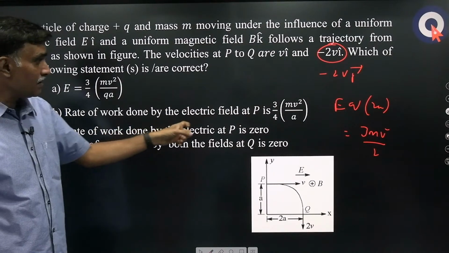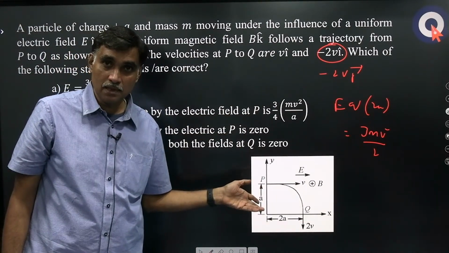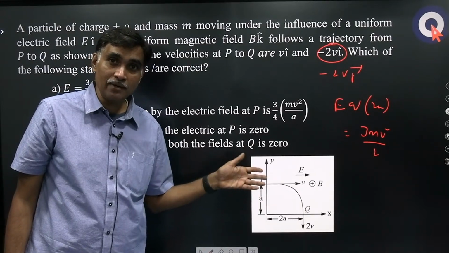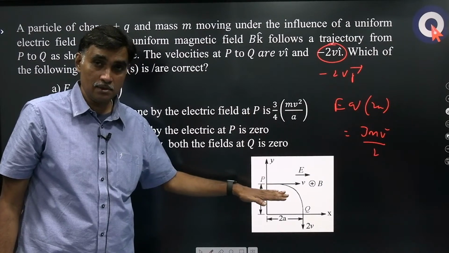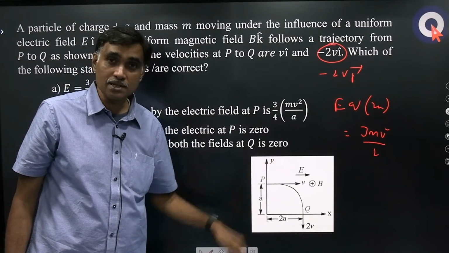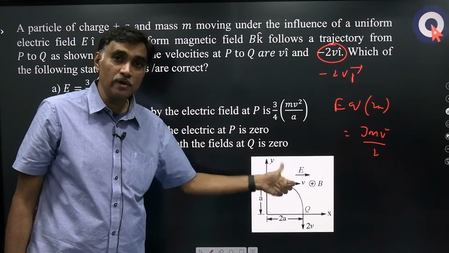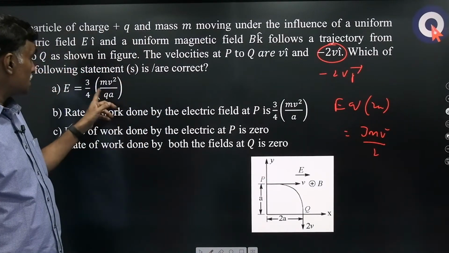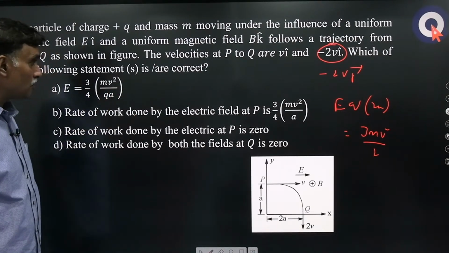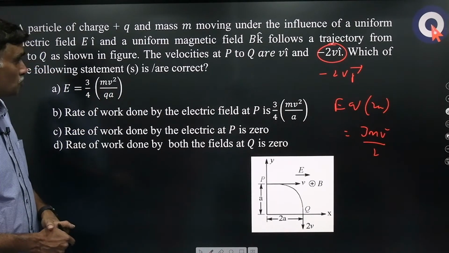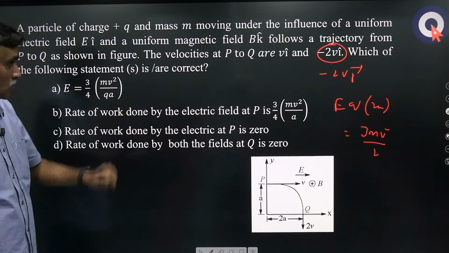Rate of work done by the electric field at P. Now rate of work done by the electric field means what? Power. That is the dot product of the force due to the electric field and the velocity. What is the force due to the electric field at this point? It is Eq i bar, and the velocity is also along the x axis, that is v i bar. So what is the rate of work done by the electric field at this point? It is Eq into v. So you should multiply this with q and v. So 3 by 4 m v cube by a we will get. So that is wrong, I think. No. Okay. No v cube.